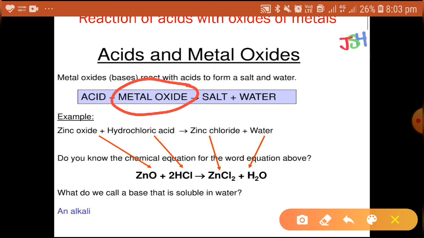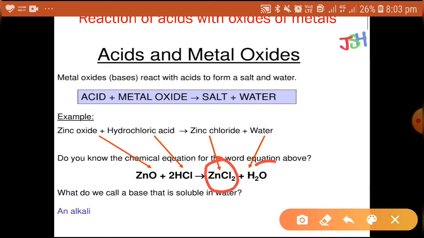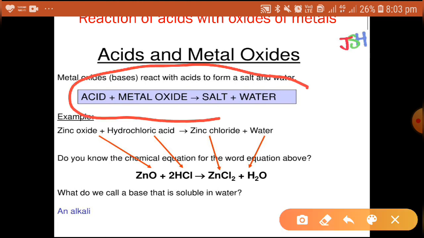So this acid plus base will give salt plus water. In the same way, here you can say zinc oxide reacted with hydrochloric acid, that is 2HCl, will give ZnCl2, that is salt plus water. So this is base, this is acid, this is salt and water. So in short, the general reaction for acid with metal oxide is this. Acid plus metal oxide will give salt plus water.